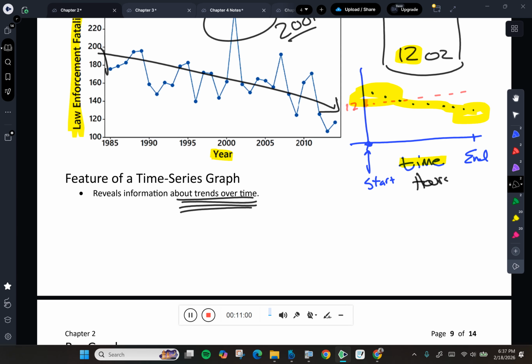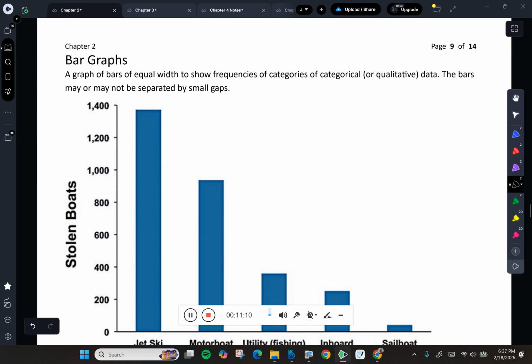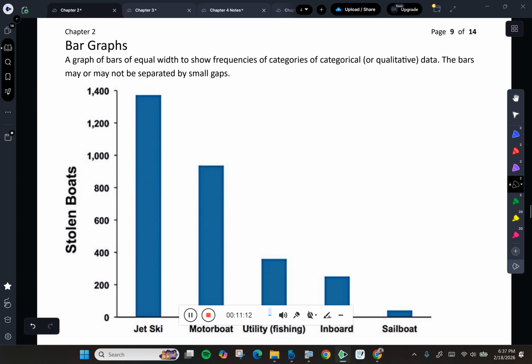Is something going down? Is there a change? Is it flat? Is there no change over time? So a time series graph attempts to answer that question. Okay? Bar graphs, another way to display data. Bar graphs are great for our categorical data. So if we have categorical or qualitative data, bar graphs are a great way to do it.